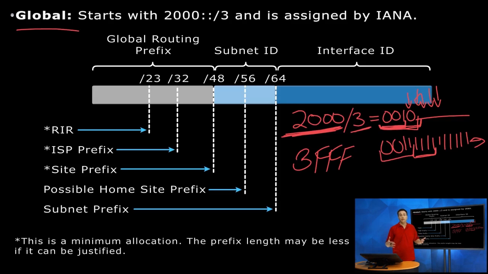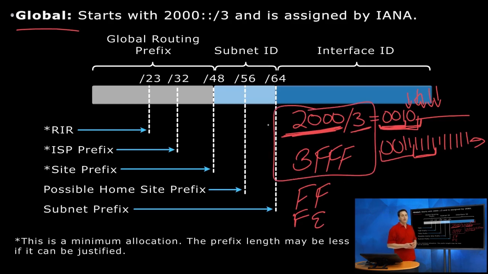So what about everything else? Well, a lot of it's just put aside right now for future use. In the upper range, in the Fs, so for example, FF, we're dealing with multicast. FE, we're dealing with link local addressing, and then FCs and so on and so forth. They all are reserved for other purposes. But right now for global, this is all we're playing around with. There's a lot of addresses in that particular range.